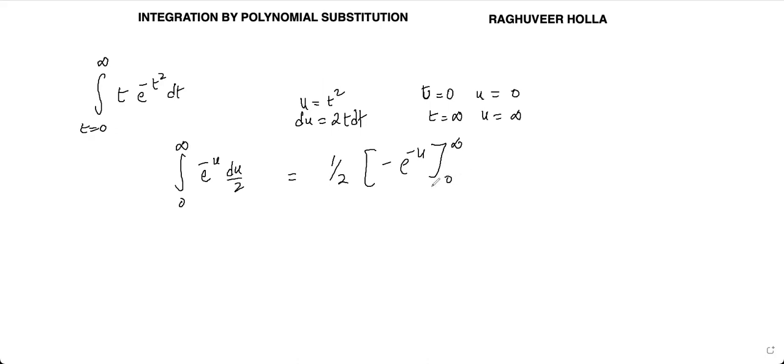e to the power of minus infinity will be 0. Okay, so this is minus, if you take minus outside, this will be 0 minus e to the power of 0, which is 1. Okay, so this will be 1 by 2.